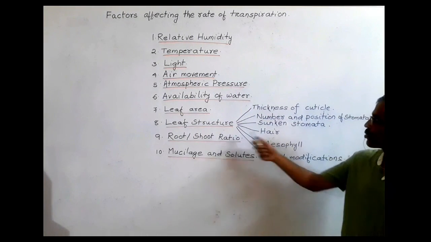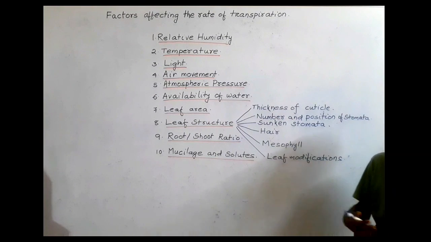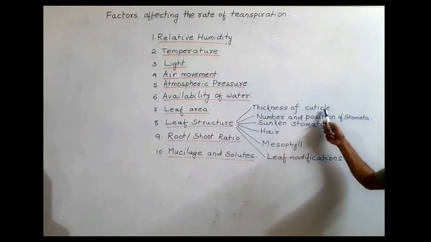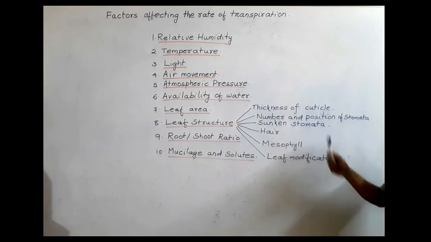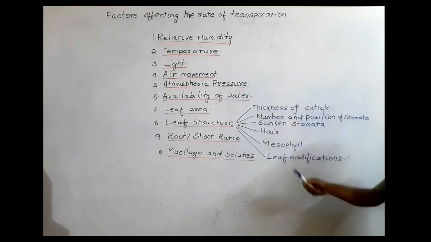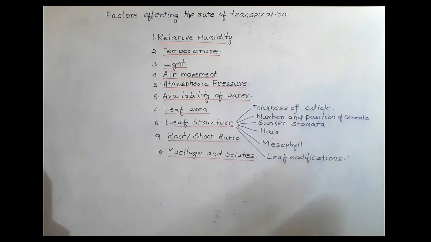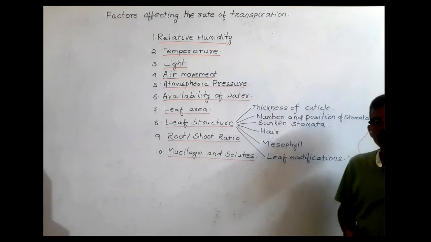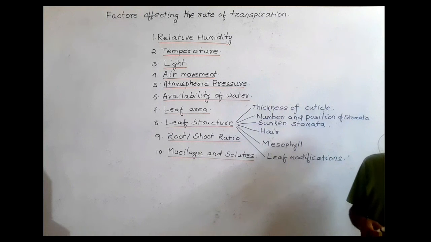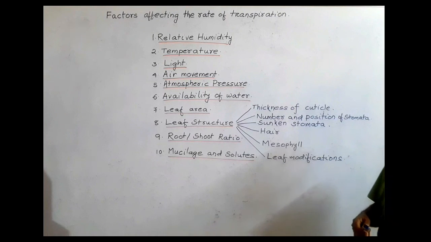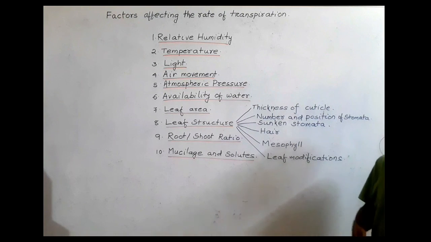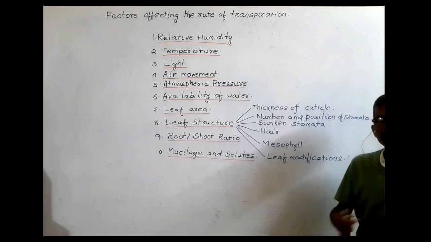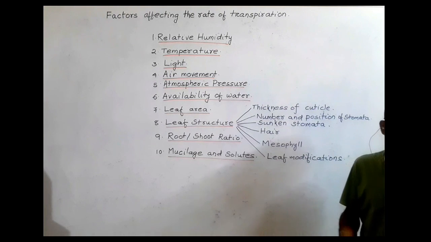Next is leaf structure. The leaf structure includes various factors like thickness of cuticle, number and position of stomata, sunken stomata, presence of hair, mesophyll, leaf modifications. First is thickness of cuticle. Cuticle is a waxy coating that covers the surface of leaves and stem. So when the cuticle is thick, it reduces the rate of transpiration. And when the cuticle is thin, in that case, the rate of transpiration increases.